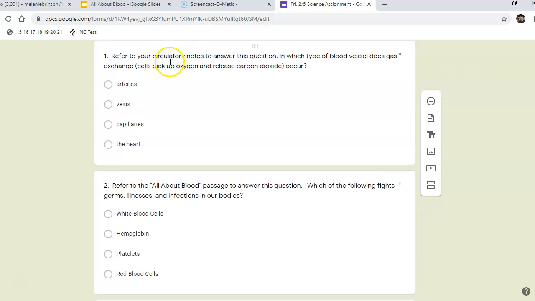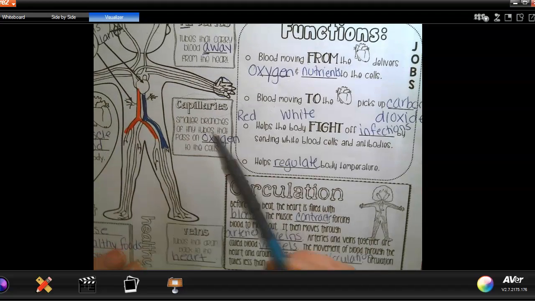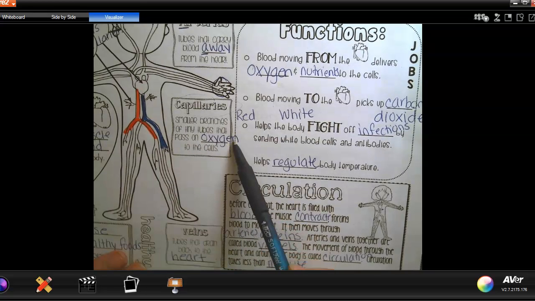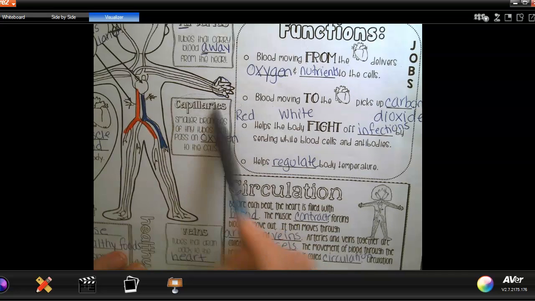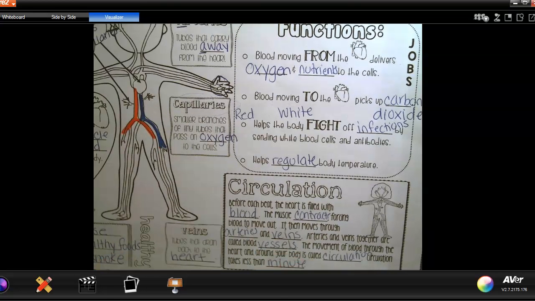Number 1 tells us to refer to the notes we took to answer this question. In which type of blood vessel does gas exchange occur? Gas exchange means the cells picking up oxygen and releasing carbon dioxide. If we refer back to our notes, it tells us right here that smaller branches of tiny tubes pass on oxygen to the cells. And I also mentioned that at this same location, the cells give off their carbon dioxide waste. So we see our answer there.